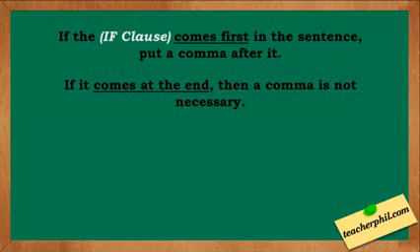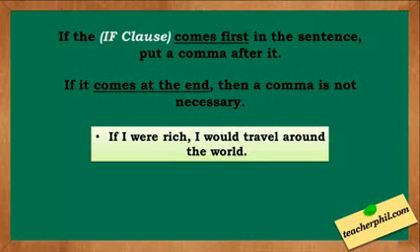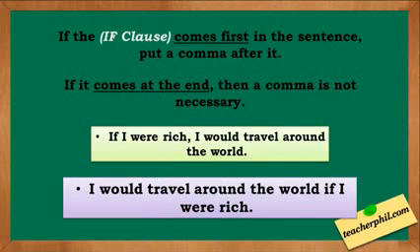If the if clause comes first in the sentence, put a comma after it. If it comes at the end, then a comma is not necessary. Example: If I were rich, I would travel around the world. If you noticed, the if clause, if I were rich, comes first in this sentence. That's why a comma is put after it. I would travel around the world if I were rich. This time, the if clause, if I were rich, is found at the end of the sentence. That's why we didn't put a comma.